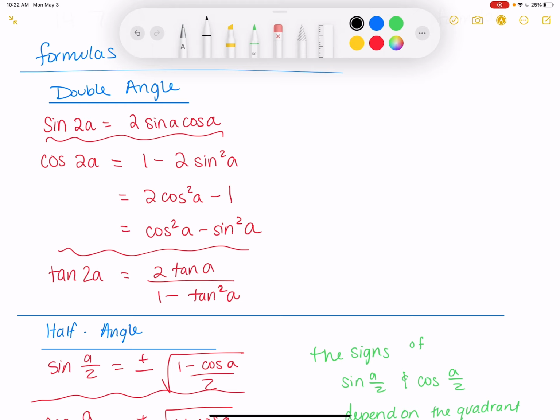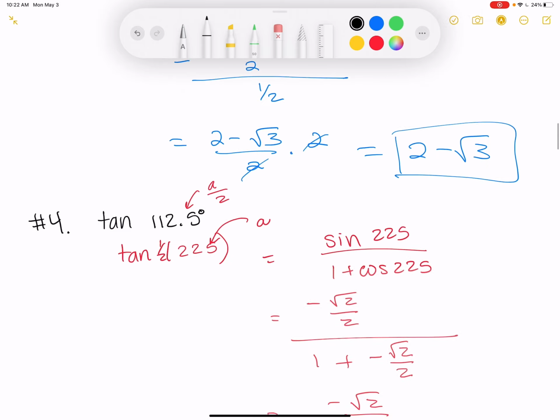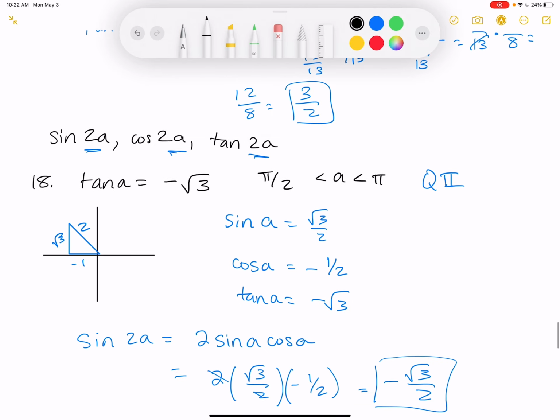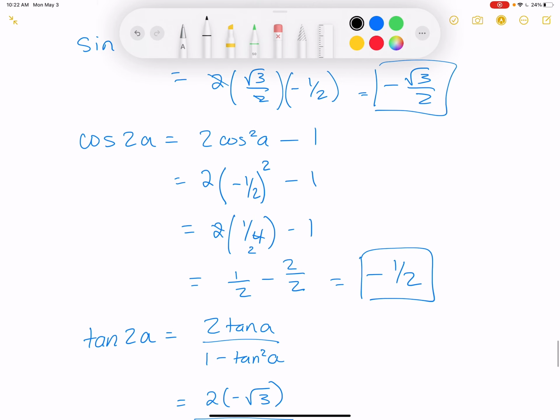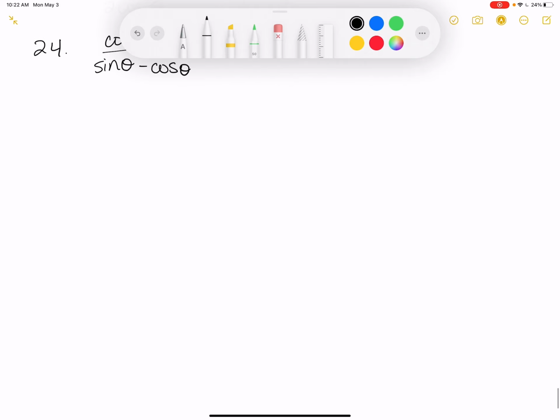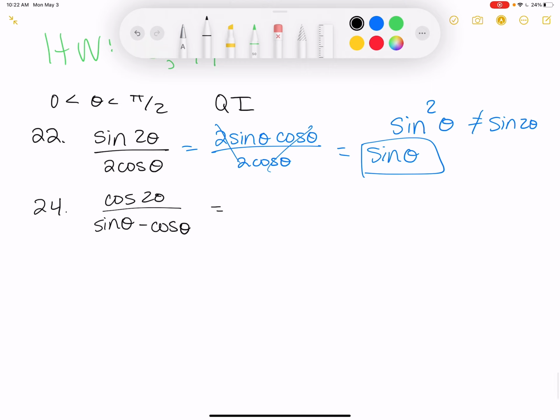That's not really going to do anything for us. 2 cosine squared minus 1. Again, that's not really going to help us cancel anything out. But cosine squared minus sine squared at least looks kind of like the bottom. The bottom has sine minus cosine, so we're kind of on the same path. So let's use that one. If I had only involved sine on the bottom, I would have used the sine squared option. If it had just had cosine, I would have used the cosine squared option. But since this one has both, I'm using the one that has both, because I want to get it as simple as possible.